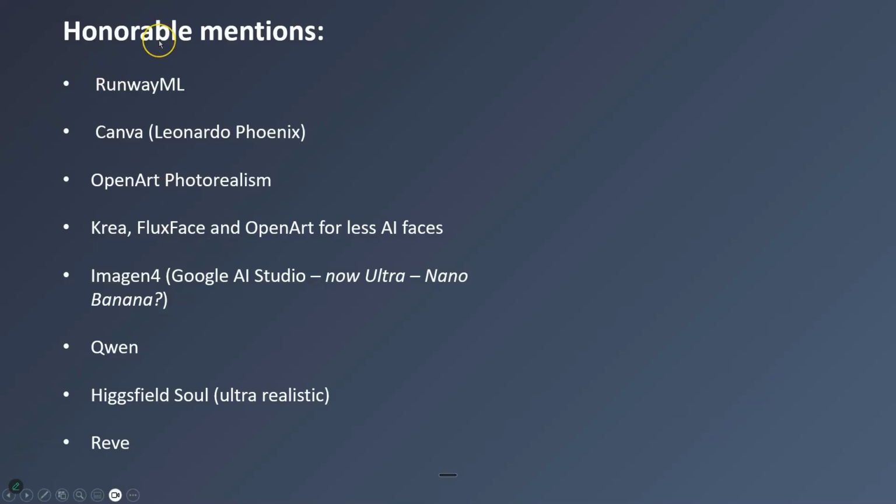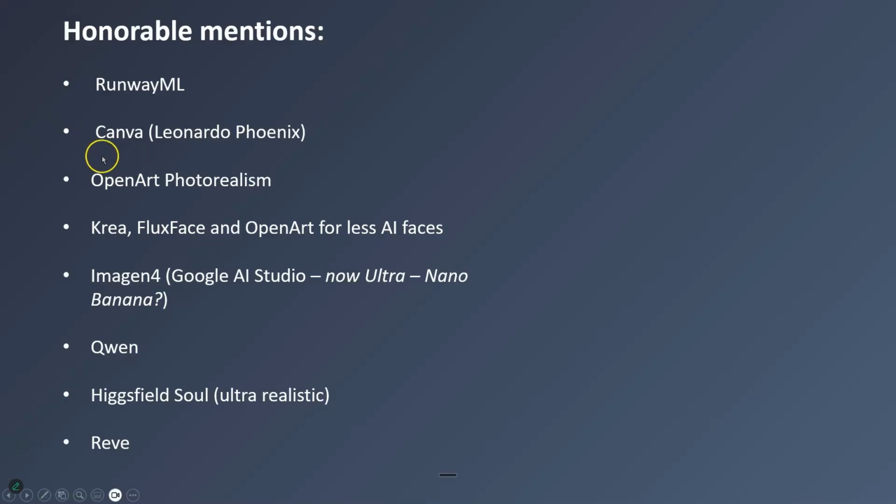So honorable mentions in terms of images: Runway, as you mentioned, Canva, which uses Leonardo, OpenArt, which is very good for photorealism. Now, when I talk about photorealism, you've probably noticed that when an AI creates people, you can pretty much always tell it's an AI generation. It doesn't quite look real, right? It doesn't quite look like a real photograph.